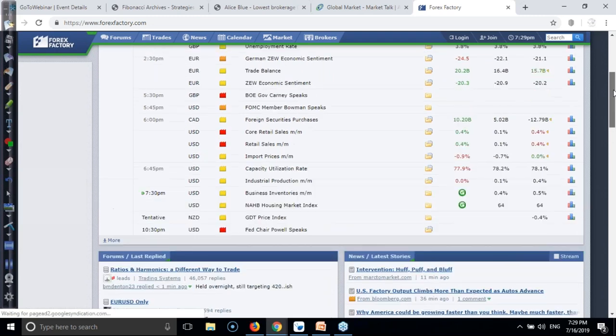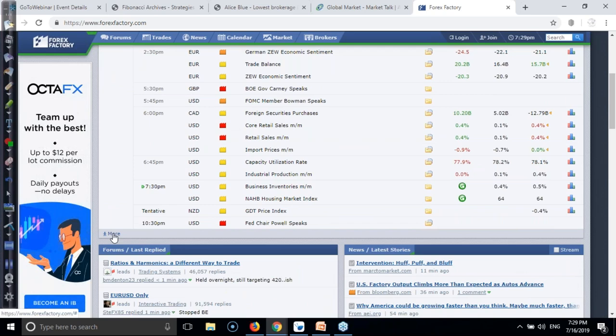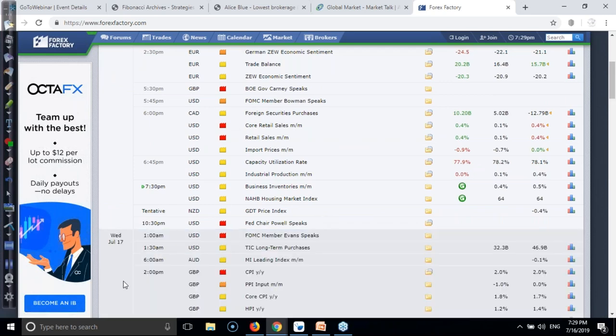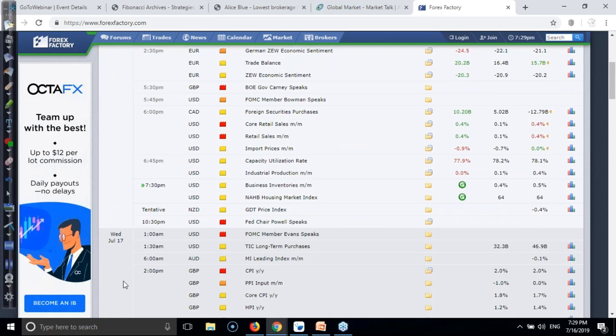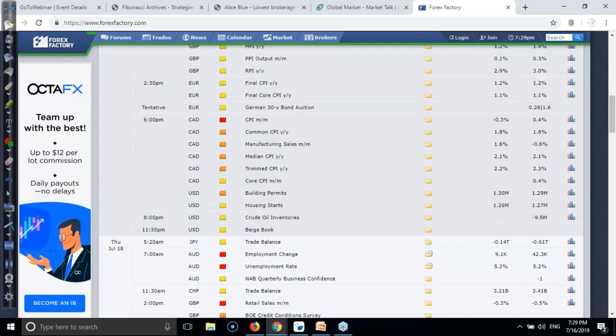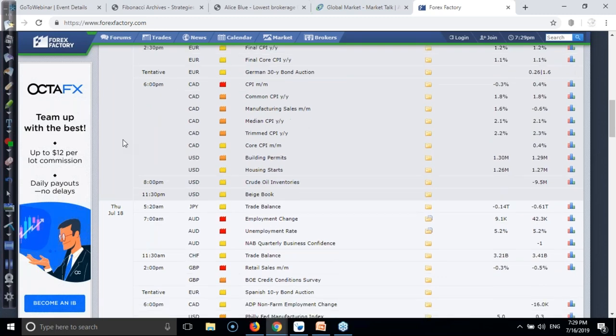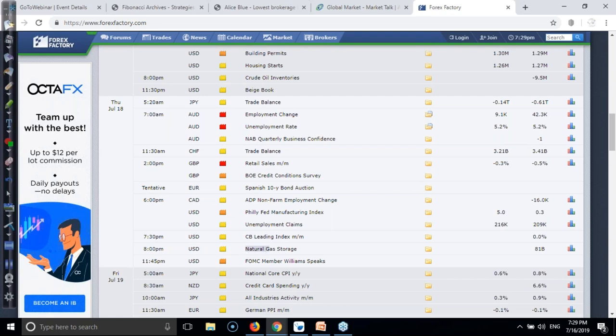This is July 16, and you click more, and this is Wednesday. We need Thursday's crude oil inventory. Here you'll see 8 p.m. crude oil inventory, right? And next you can see natural gas storage. Here we find which are marked with the red symbol, right? This is high impact, and the rest are of lesser impact.